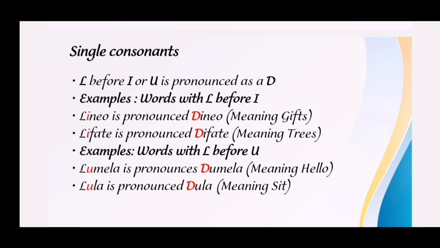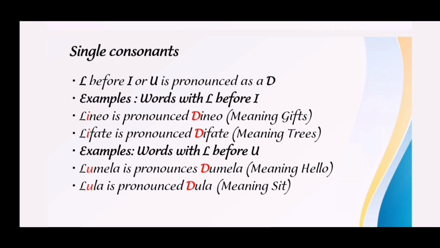And whenever also the letter L is followed by the letter U, the letter L automatically changes to a D. So this happens whether L is the first letter of the word or whenever it is in the middle of the word. If the letter L is in the middle of a word and then the letter I or U follows, the L changes to a D. So let's make an example also for L followed by U.